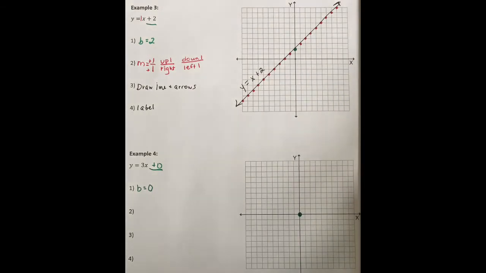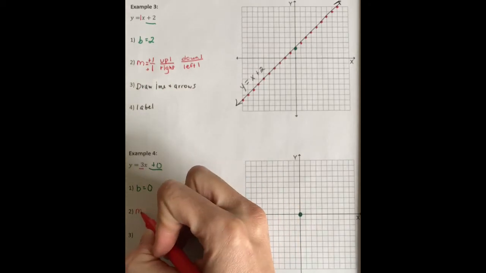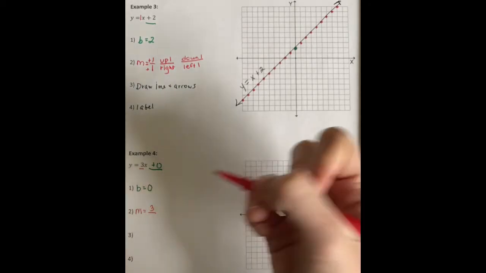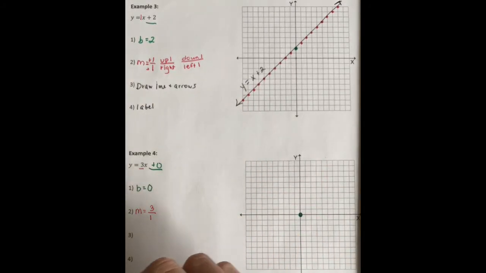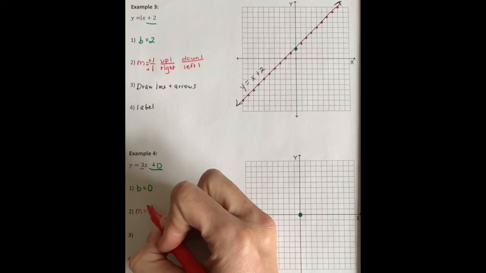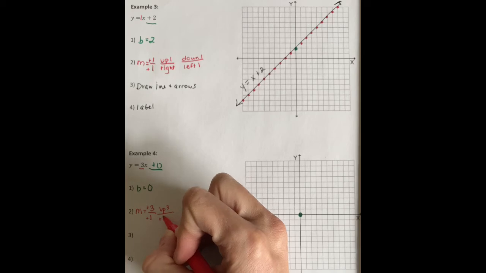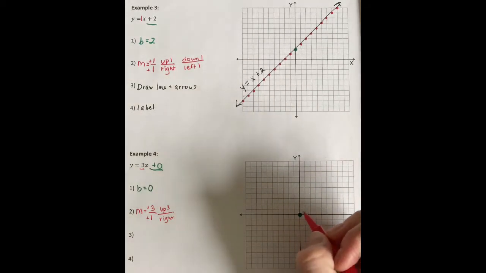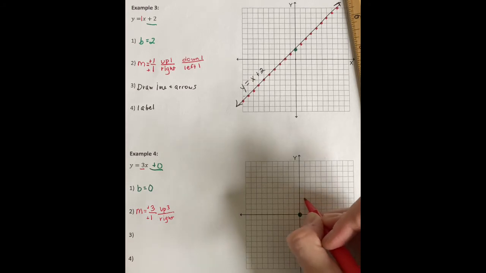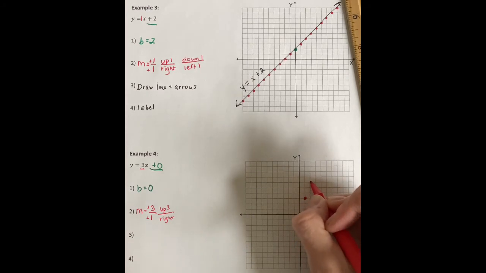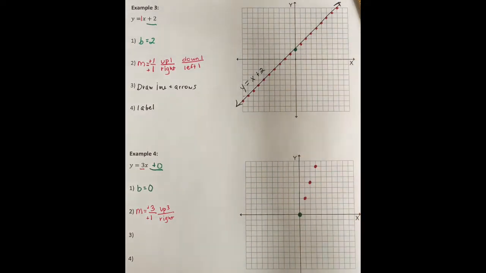Then we're going to look at our slope. And my slope here is 3. And the way that we write 3 as a fraction is we put it over 1. So we're going to follow that rise over run. So it's a positive 3 over a positive 1. So that tells me I'm going up 3 and right 1. So from my y-intercept, I'm going to go up 3 and right 1. Up 3, right 1. Up 3, right 1. Then we need to go in the opposite direction.